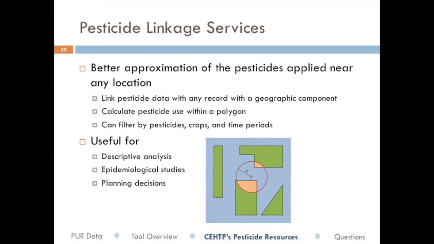These pesticide linkage methods have been used to study the relationship between pesticides and a range of health outcomes including birth defects, cancer, birth outcomes, and autism. Contact us if you'd like more information about these services.